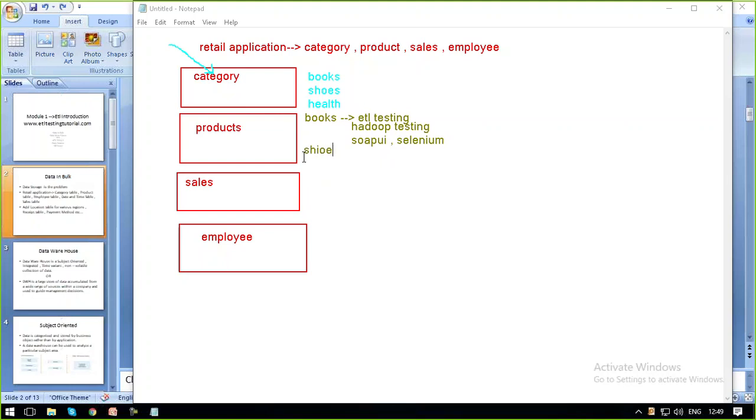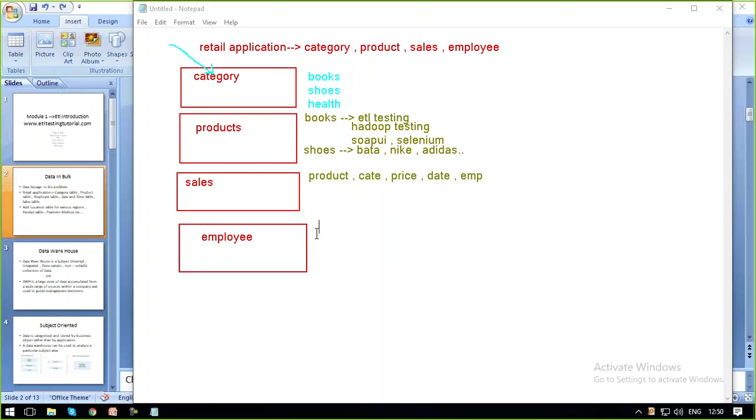We may have under shoes as our category the product named Bata, or Nike, or Adidas, or the variety of brands which we have in India. So under these two categories we have different products, or we may have a very big list of products. Under sales we store each and every detail: which product we are selling, under which category that product is present, what the price of that product is, on which date we sold it, and which employee handled that sale.